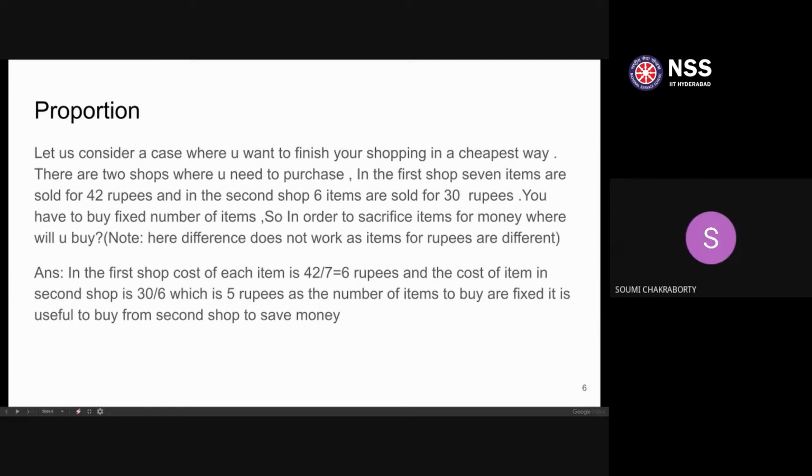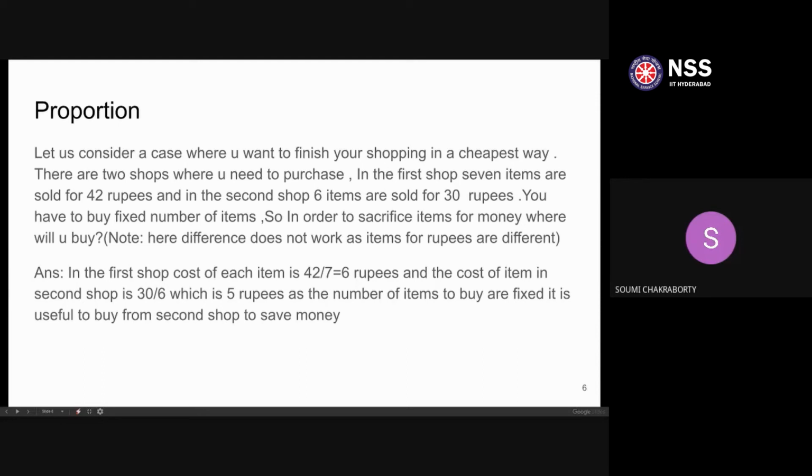So the solution to this problem would be, in the first shop, the cost of every item is 42 by 7, which is 6. You're dividing 42 by 7 here because you have 42 rupees and 7 items. So what will be the cost of one item? That's just 42 by 7, which is 6. Similarly, the cost of each item in the second shop is 30 by 6, which gives you 5. So clearly 5 is lesser than 6, and hence you would rather shop from the second shop to save money.